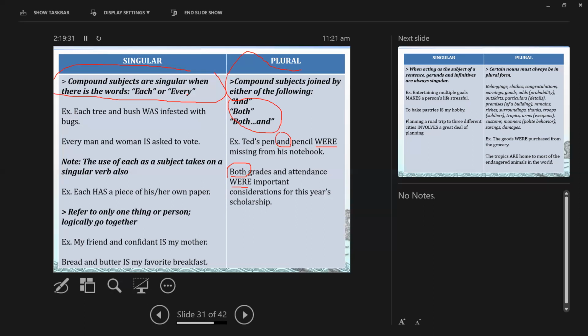Next, yun namang compound subjects joined by and, both and. Tom and Jerry are best friends. So, ayun narinig nyo, are ang ginamit kong helping verb. Auxiliary verb, are. Tom and Jerry are best friends. Pen and paper are both necessary school supplies.